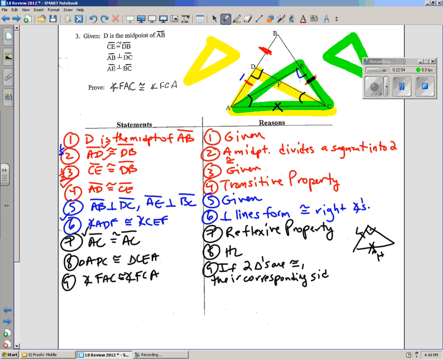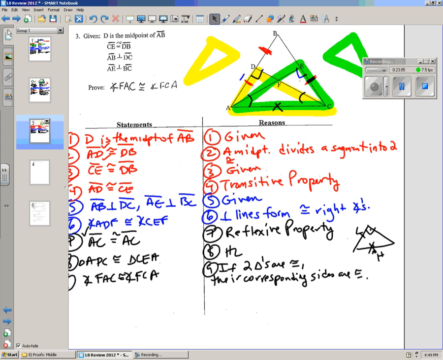The corresponding sides are congruent. That would be one way to do it. That's probably the quickest way. But that might not be the easiest way for some people. So what I'm going to do is I'm going to take this.